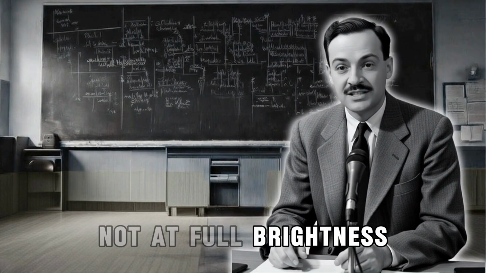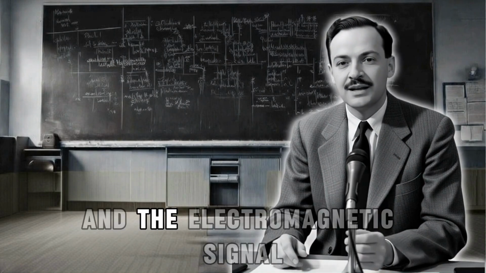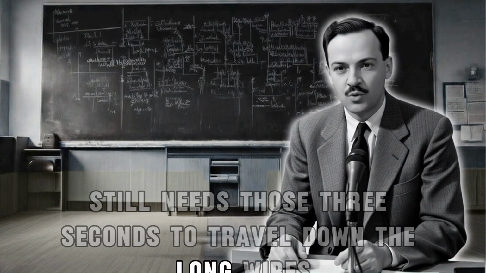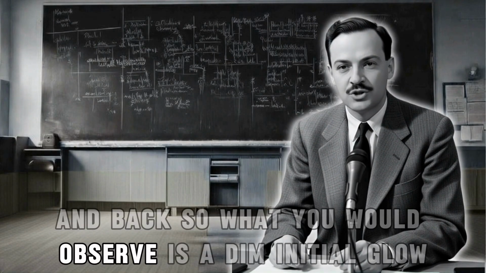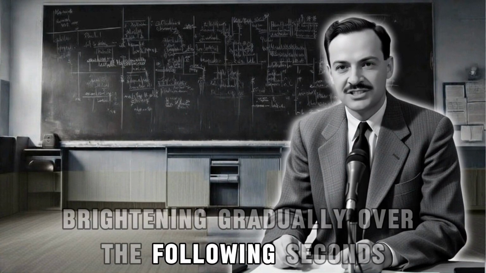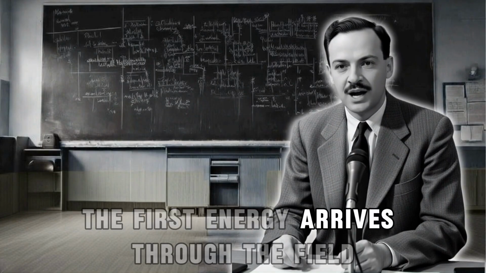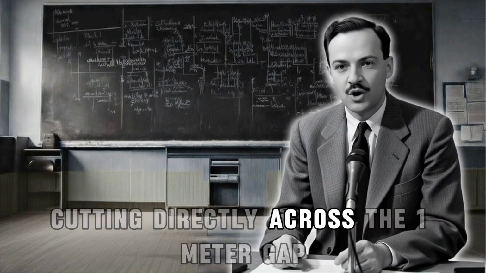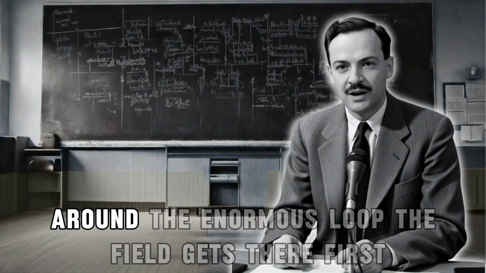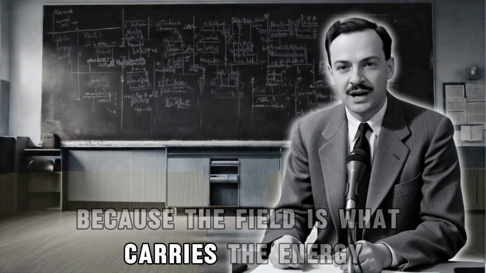Not at full brightness. Full brightness requires steady current throughout the entire circuit, and the electromagnetic signal still needs those 3 seconds to travel down the long wires and back. So what you would observe is a dim initial glow, brightening gradually over the following seconds as the circuit settles into steady state. The first energy arrives through the field, cutting directly across the 1 meter gap. It does not wait for electrons to start circulating around the enormous loop. The field gets there first, because the field is what carries the energy.